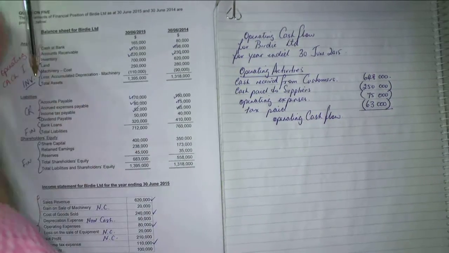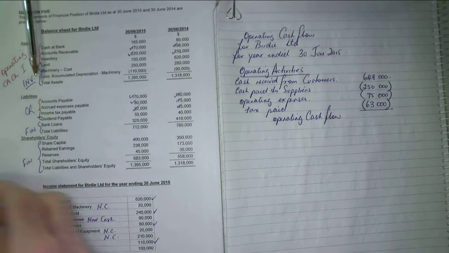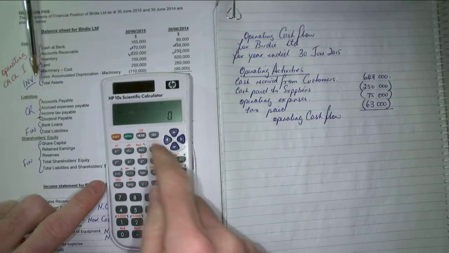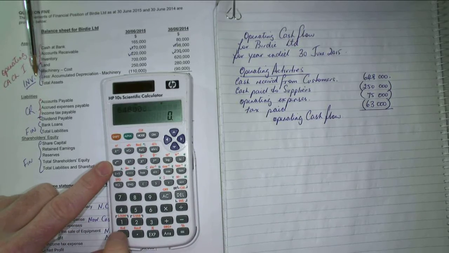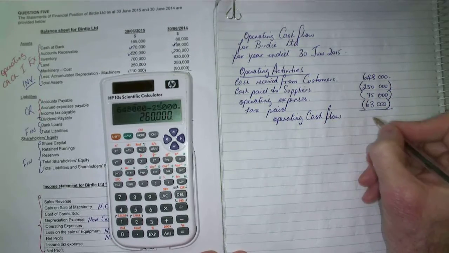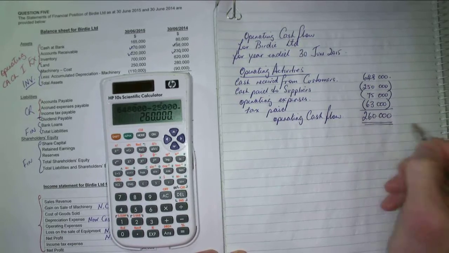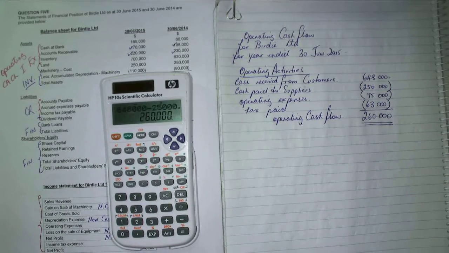so my operating cash flow is there. How much is my operating cash flow? Let's have a look. 648 less 250 less 75 less 63. 260,000. And it's a positive cash flow, so I'm going to leave it unbracketed.